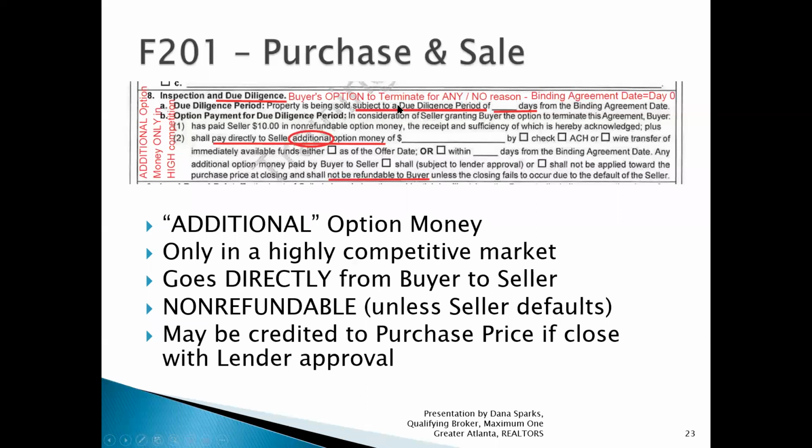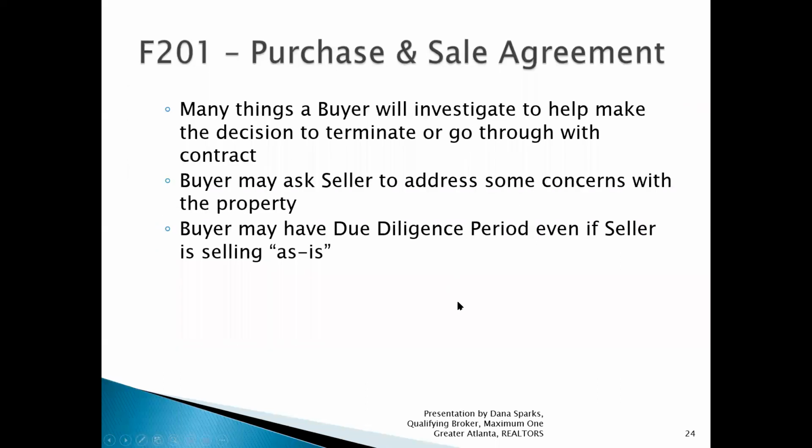So because it's an option for a buyer to terminate, there's a lot of things a buyer's going to do to help them make their decision. Am I going to terminate or am I going to go through with it? Now, they can have inspections. They can check out zoning. They can check out the school district. They can have a survey of the property. They can check with the lender, make sure there's going to be no issues with their loan.